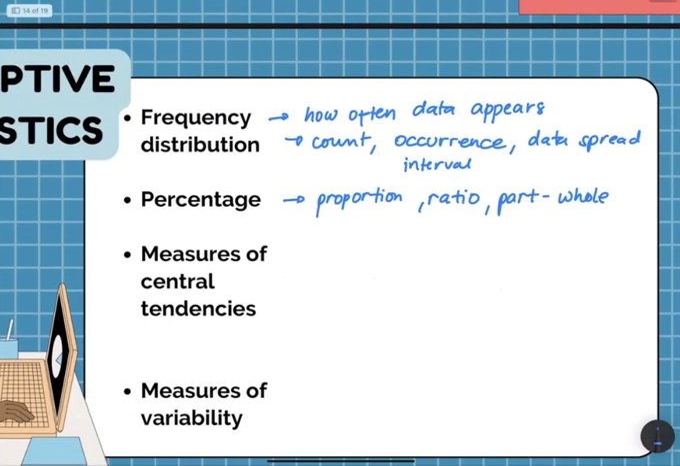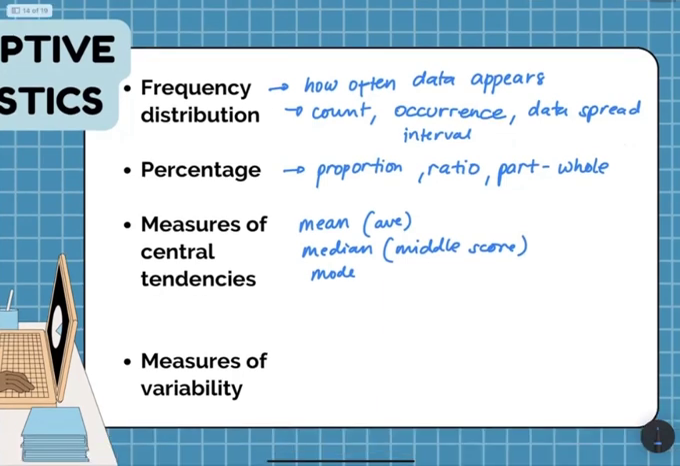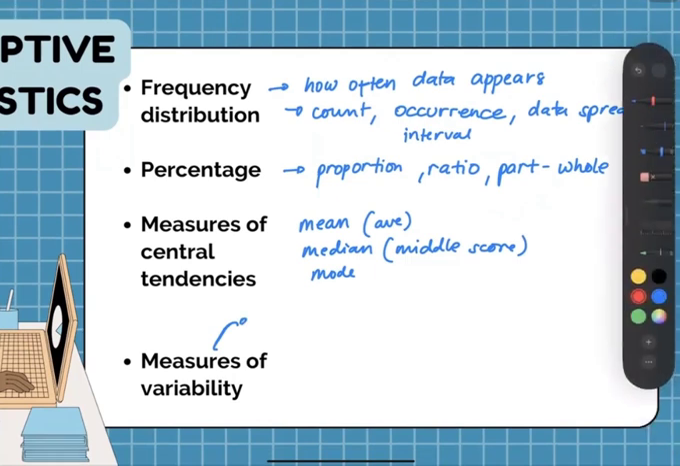Measures of central tendency, of course, we know this already. We have your mean, which is your average, your median, or your middle score, and your mode, or your most frequently occurring data. Now, let's not forget, your measures of central tendency go hand in hand with measures of variability, because what does your measures of variability really do?